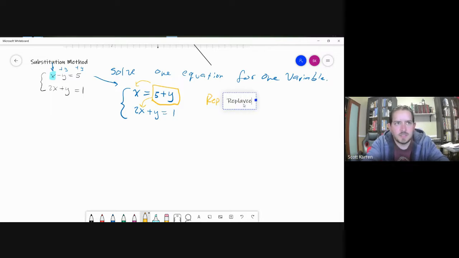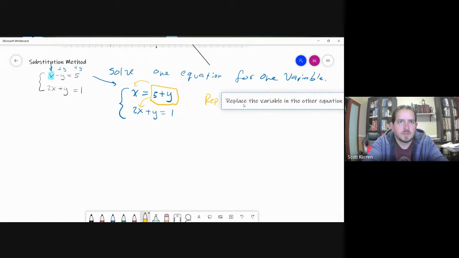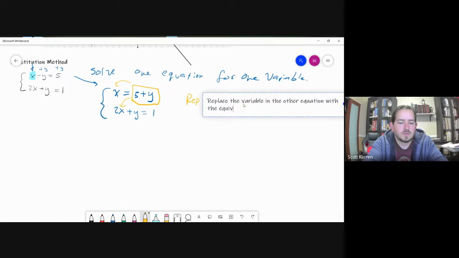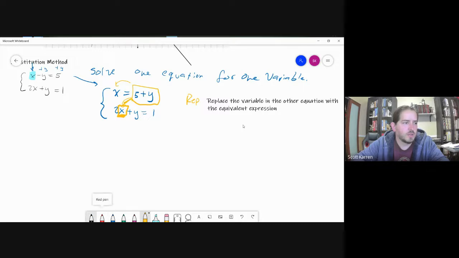Replace the variable in the other equation with the equivalent expression, right? So that is to say, this x right here is going to be replaced with this 5 plus y. So that gives me 2 multiplied by the quantity 5 plus y. Make sure you get your parentheses in there.